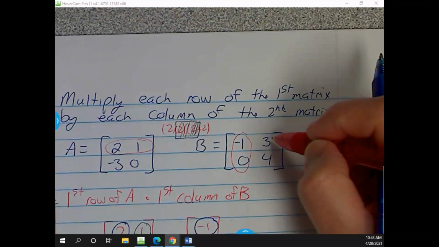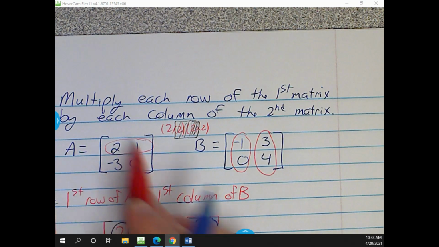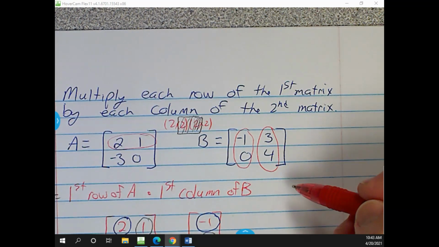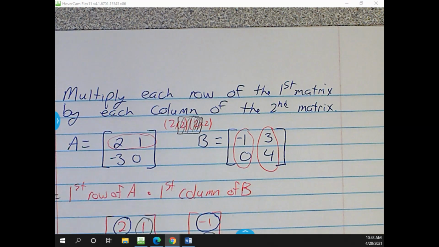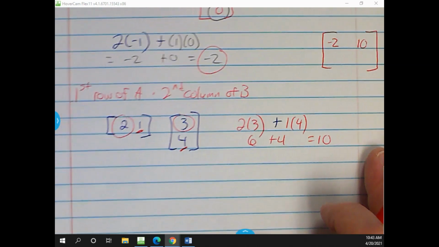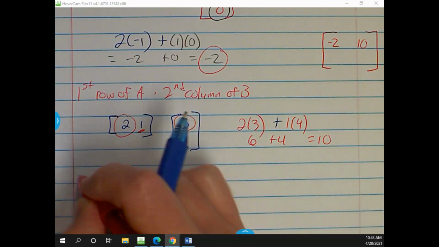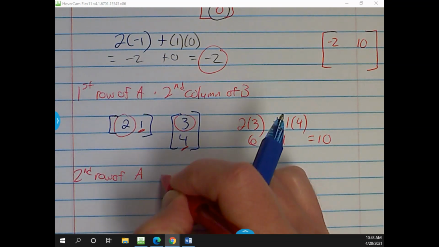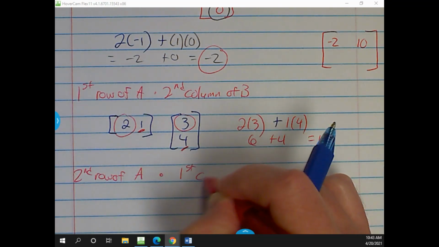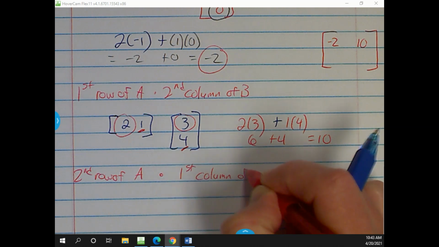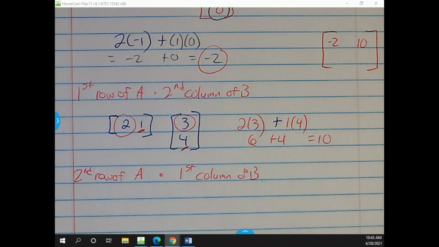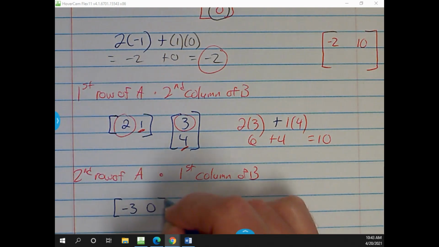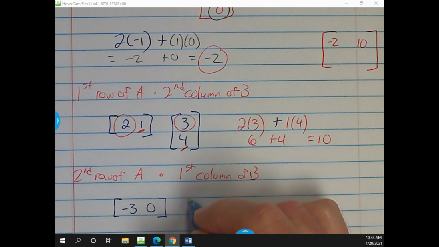All right, so backing up real quick. Now we've taken this first row and we multiplied it by this column and this column. There's no more columns, so now the only thing left to do is to go down to the second row. Once we've gone through the first row, now we go to the second row. So now it's the second row of A, and we're going to go back to the first column and start the process over. The second row of A was -3, 0, and the first column of B was -1, 0.